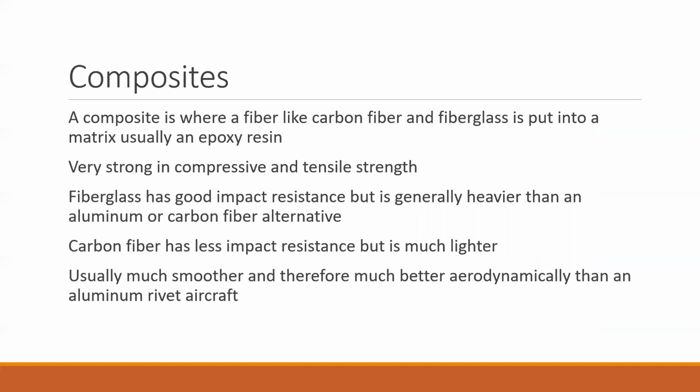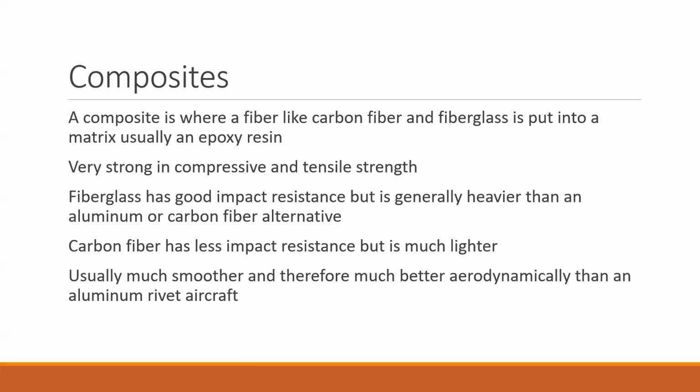And then the final type is composites. A composite is something that is a resin or some sort of matrix, and then it's going to have these fibers in it. Two major examples are carbon fiber and fiberglass. The advantages to these are that they're pretty strong, incredibly strong actually, in compressive and tensile strength. So they're very good at distributing these forces out amongst itself.